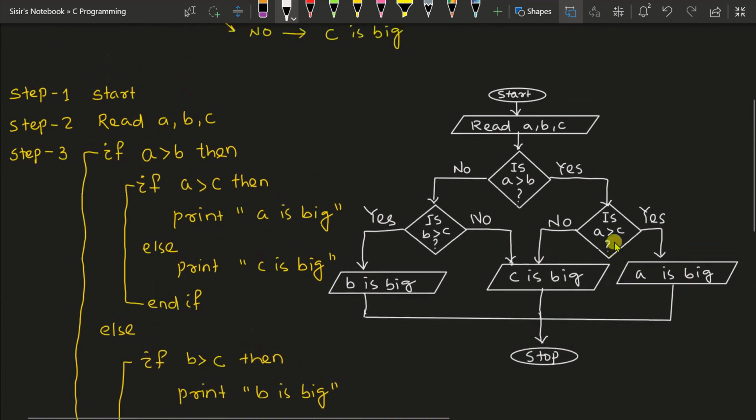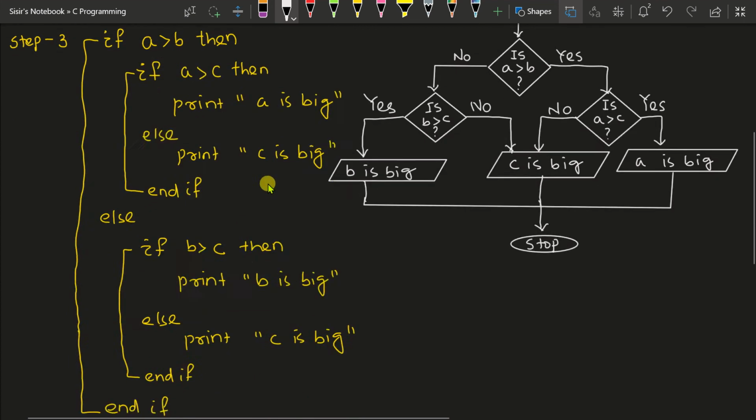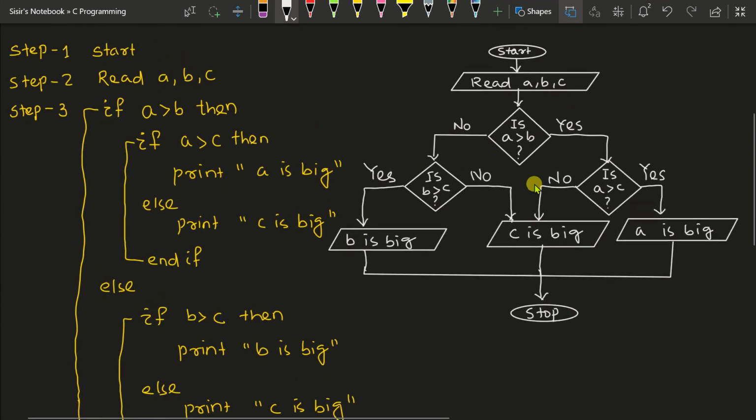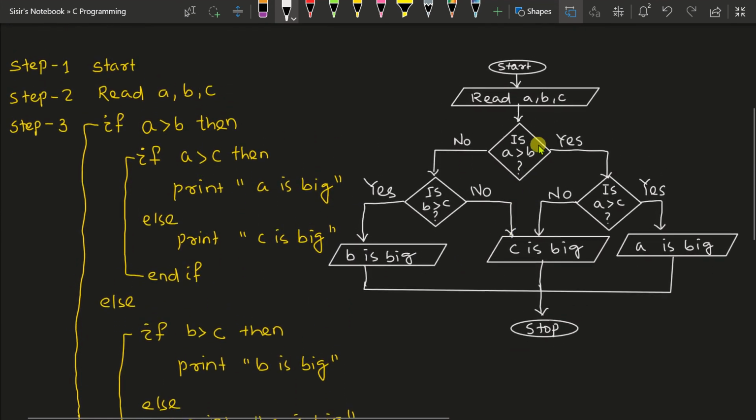Got it? Now see. If you compare this algorithm with the flowchart, it is exactly matching. Is A greater than B? Yes. Is A greater than C? Yes. Then A is big. Is A greater than B? Yes. Is A greater than C? No. That means C is big. Then we should go to stop. If I am following this path, then also we are going to stop.